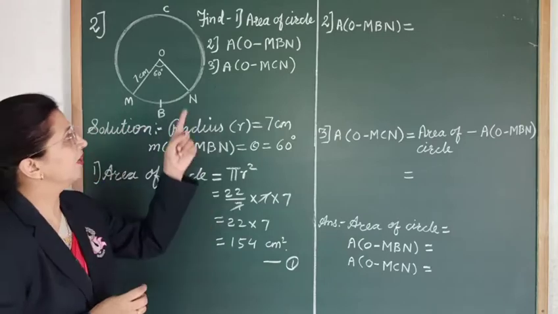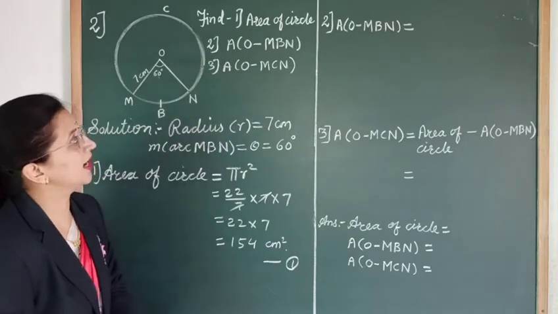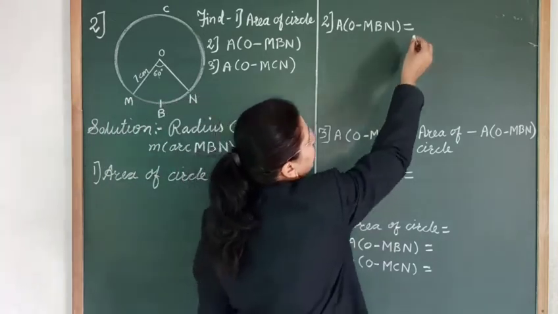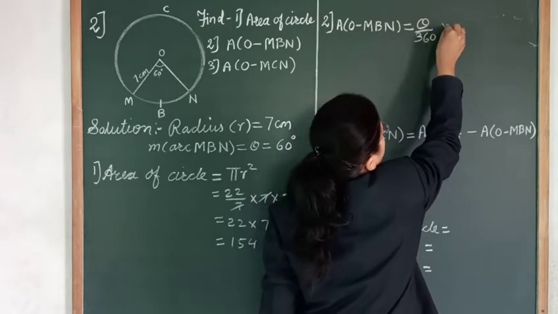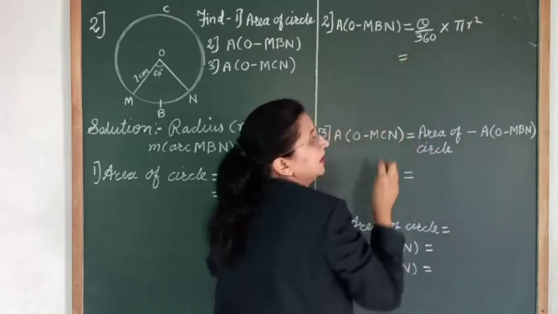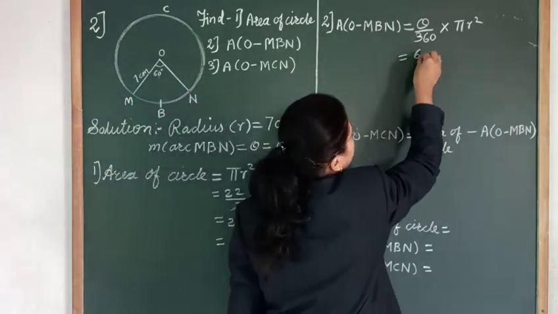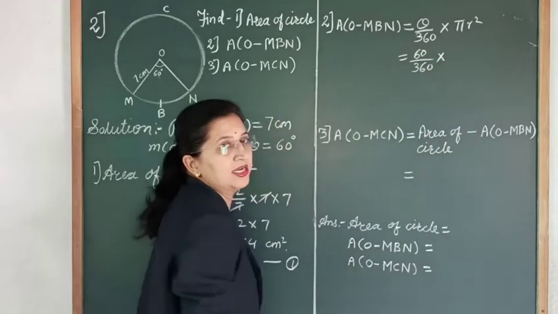Now the second one. Find the measure of the area of sector O dash MBN. We know the formula: area of sector is equal to theta upon 360 into pi r square. Theta is given as 60 degrees, right? So 60 upon 360 into pi r square.